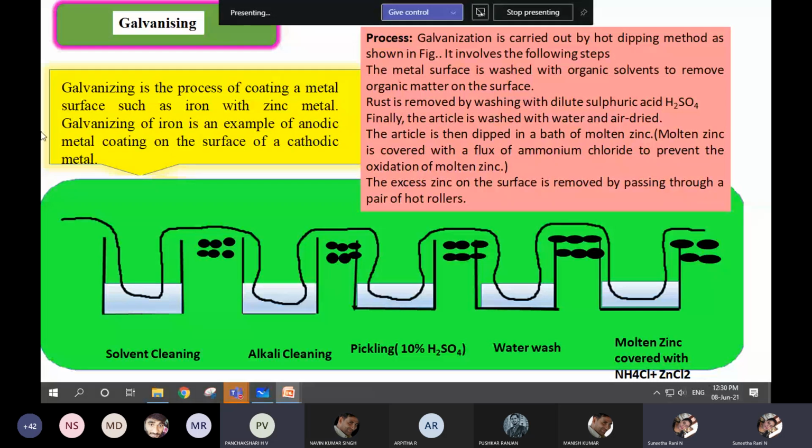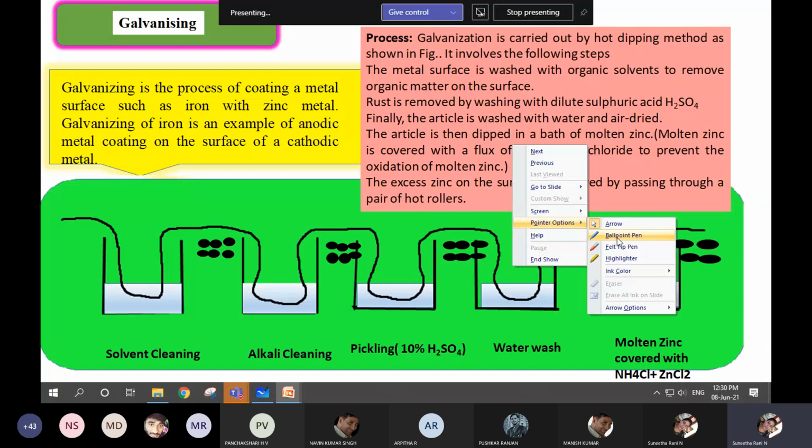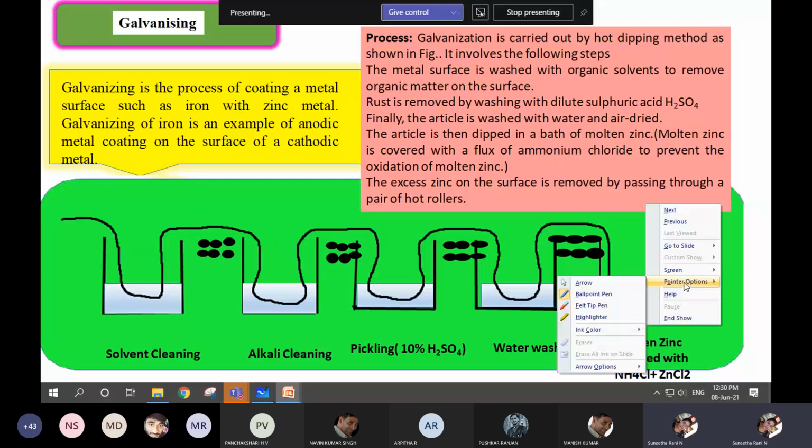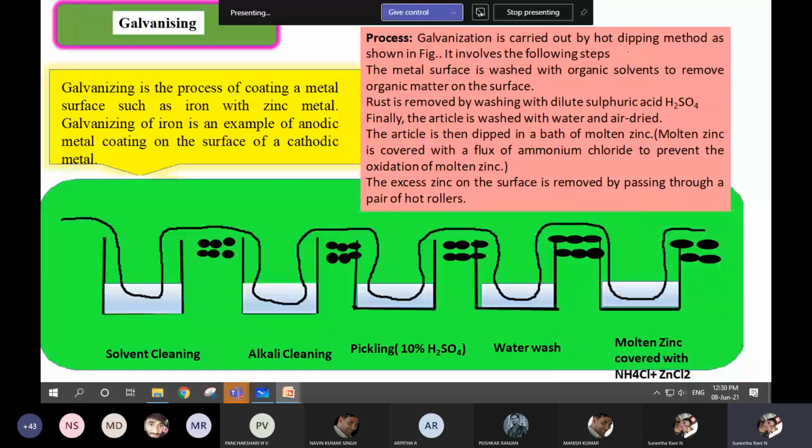Okay, write down this. I am waiting for you people to write. Write only the definition for galvanization. Galvanizing is a process of coating a metal surface such as iron with a zinc metal. You have seen the notes in the material section; long back I uploaded.